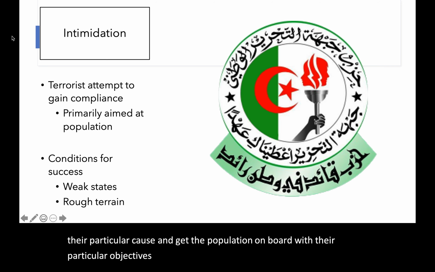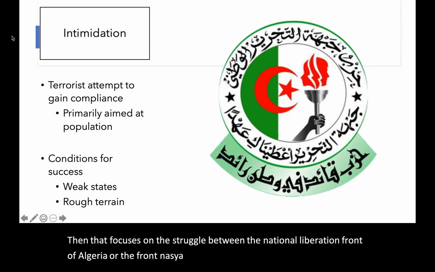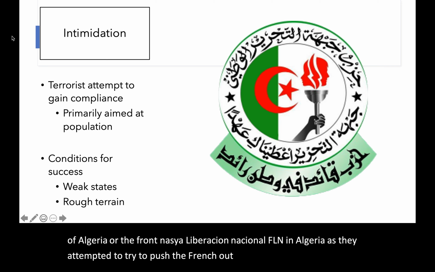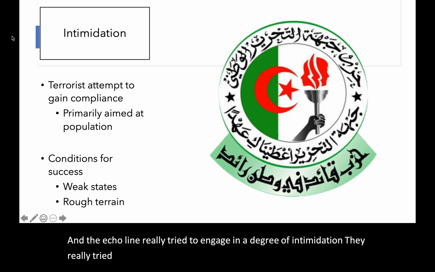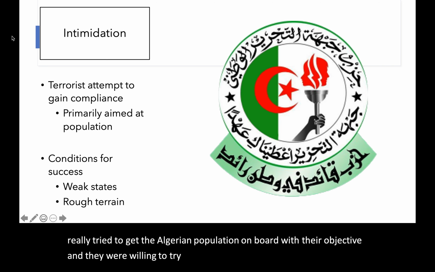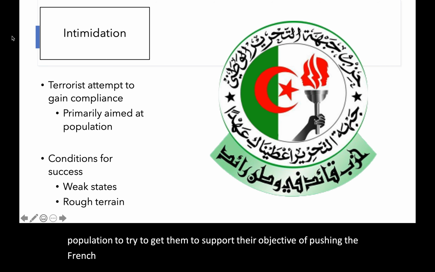So later in the course, we will watch the Battle of Algiers, and that focuses on the struggle between the National Liberation Front of Algeria, or the Front Libération Nationale, FLN, in Algeria, as they attempted to try to push the French out of Algeria in the 1950s. And the FLN really tried to engage in a degree of intimidation. They really tried to get the Algerian population on board with their objective, and they were willing to try to intimidate large elements of their own population to try to get them to support their objective of pushing the French out of Algeria.